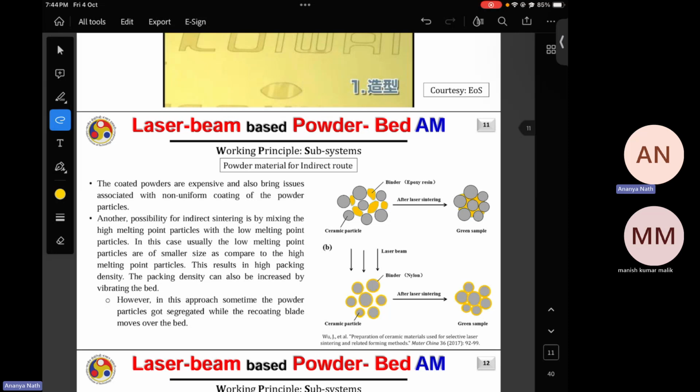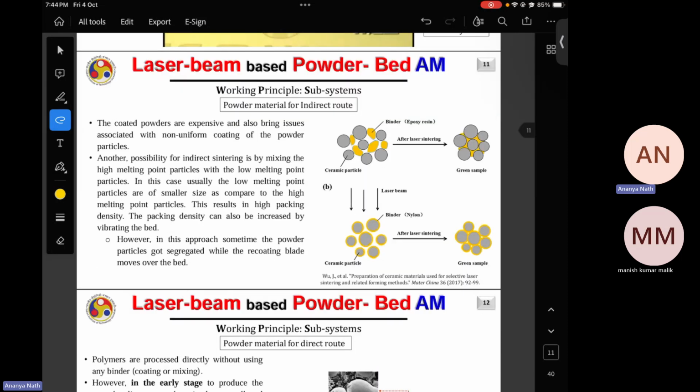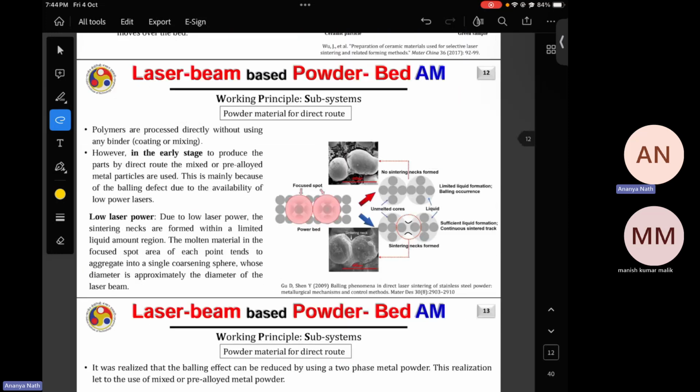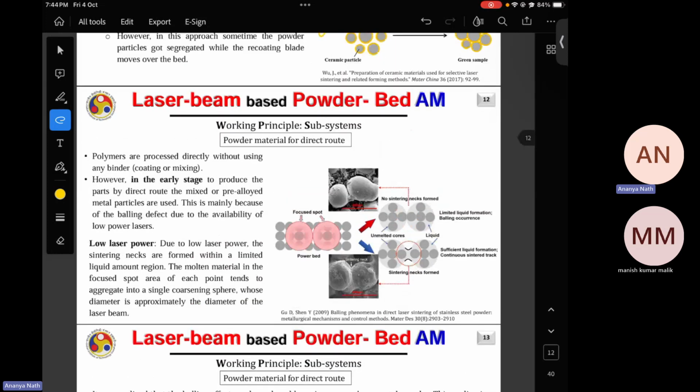So these binders are nylon and the powders are ceramic powders, and the binders are nicely engulfing the ceramic powder here in this picture. And after the sintering, everything is joined nicely. And in case of binder, the binder can be epoxy resin, so obviously they will get melted and they can make a nice uniform joint between the powders. So these are the indirect route of material sintering under the exposure of laser.